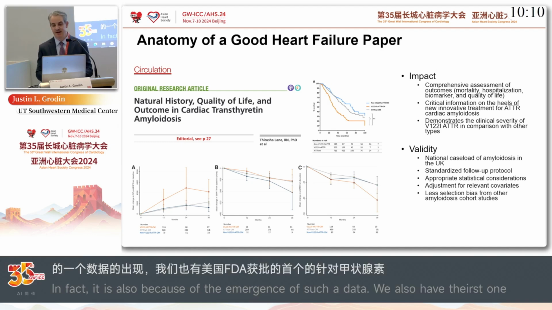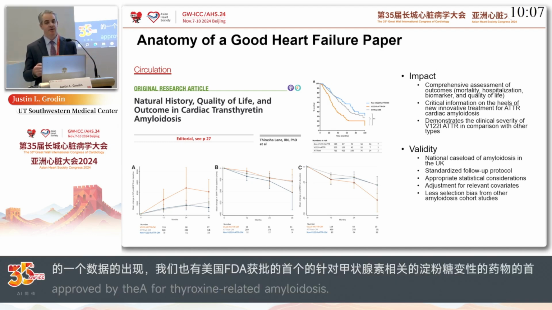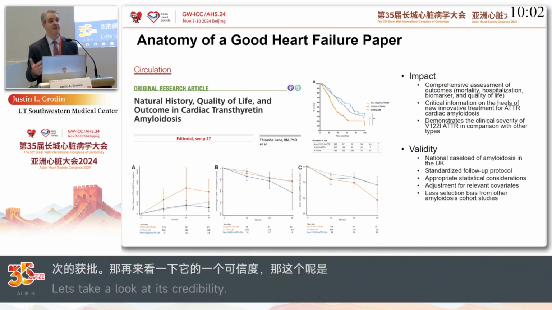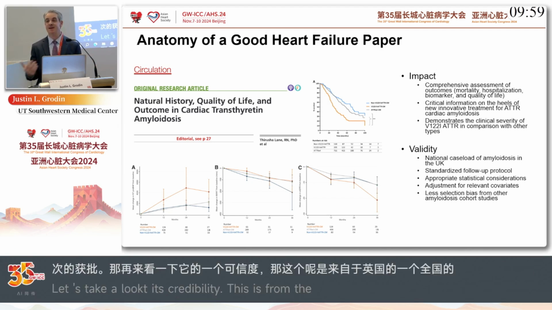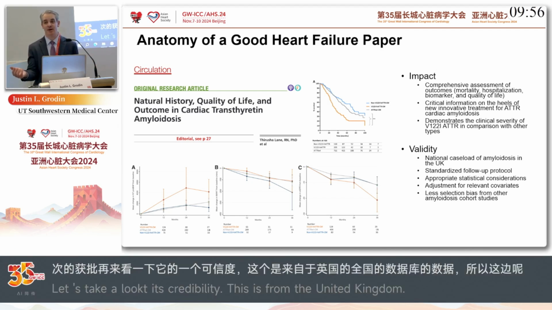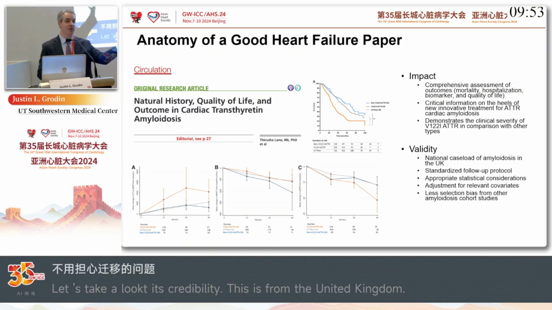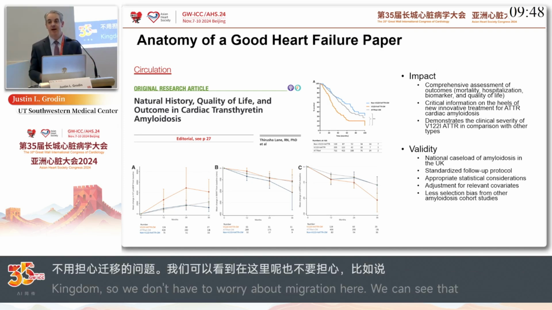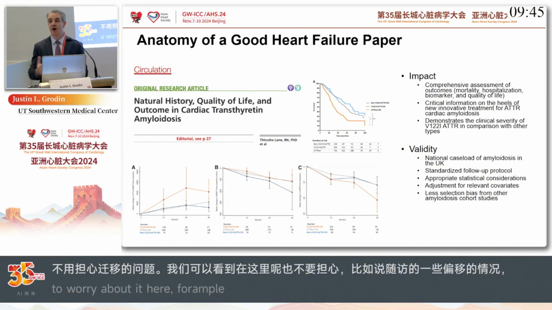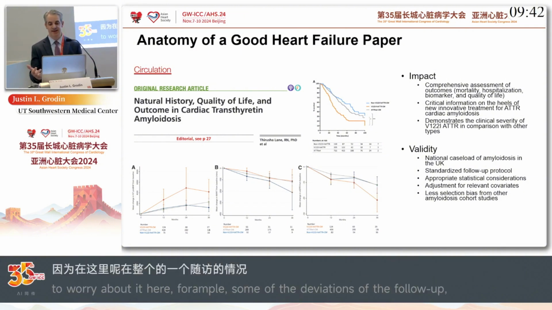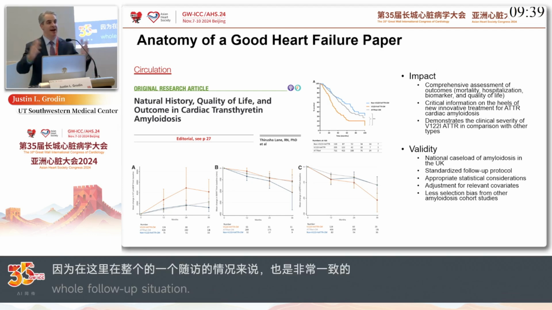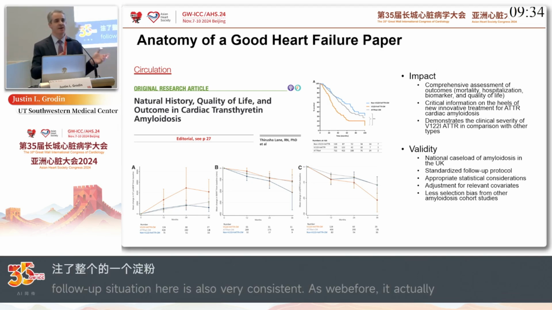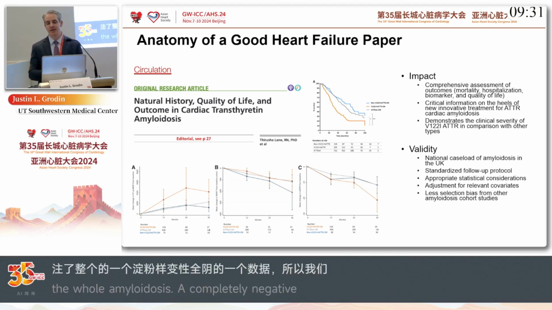Now, what about validity? This captured the national caseload in the UK, so we didn't have issues like selection bias that might have influenced these observations. As I said before, there was a standardized follow-up protocol, so there wasn't bias in patients that were followed more closely on one side and less closely on another. It was roughly equivalent. And then from a statistical standpoint, all of their analyses were appropriately adjusted. And then, as I mentioned, because this captured the national caseload of amyloidosis, this was far less biased than single center cohorts and other institutions.